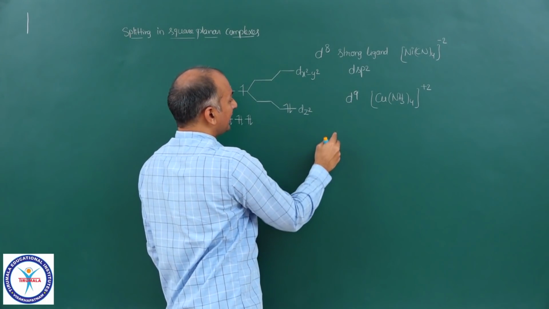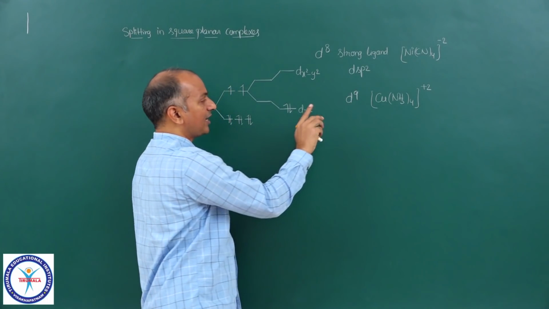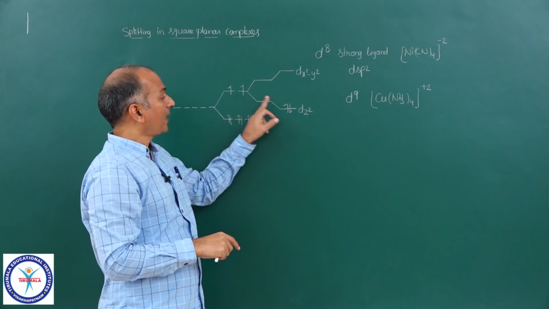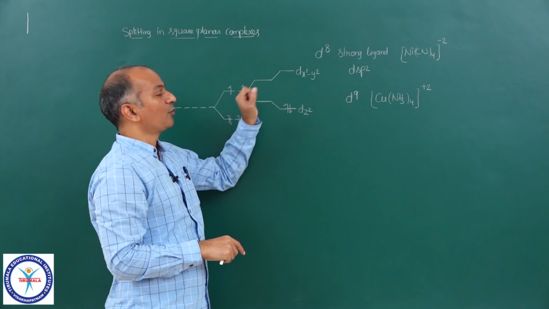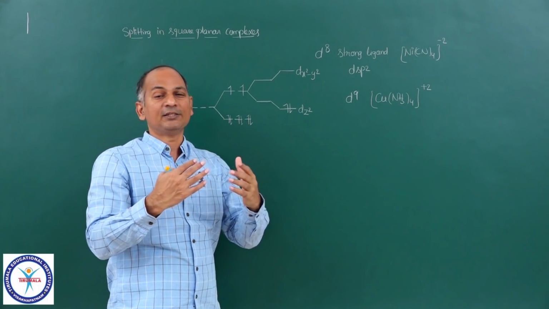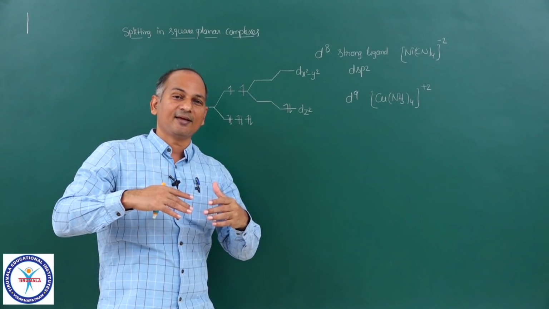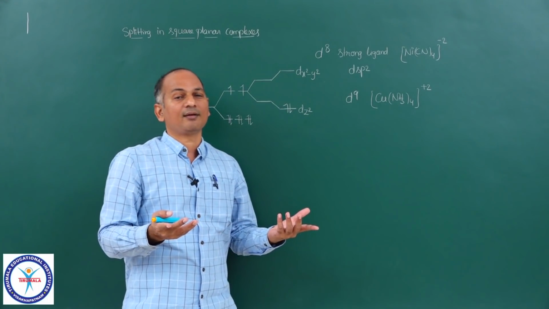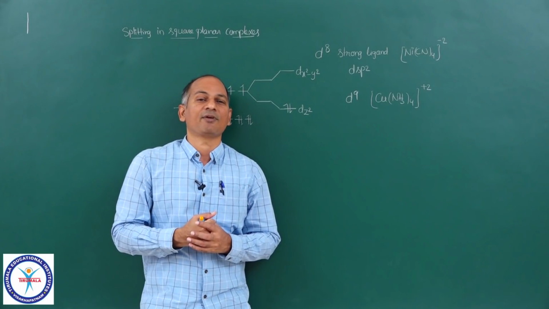So in this d9 case, the situation I already made you imagine. Here 3 electrons will be there, 2 electrons will come here, 1 electron goes there. So the destabilization of the 1 electron is more than compensated by the stabilizing effect of the 2 electrons. So ultimately the shape of the complex is square planar.